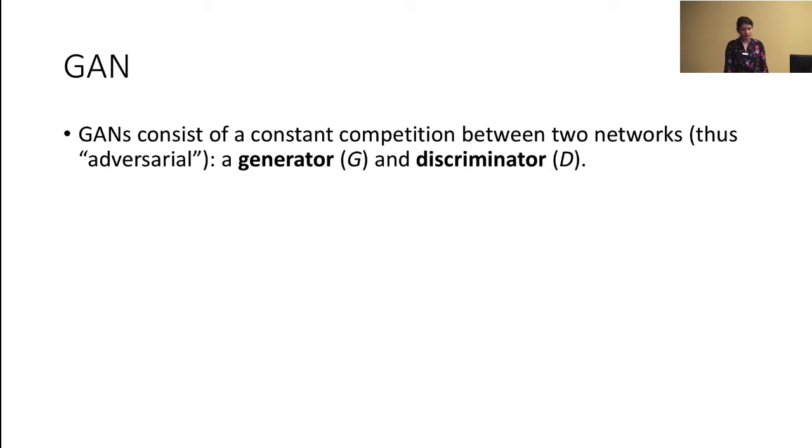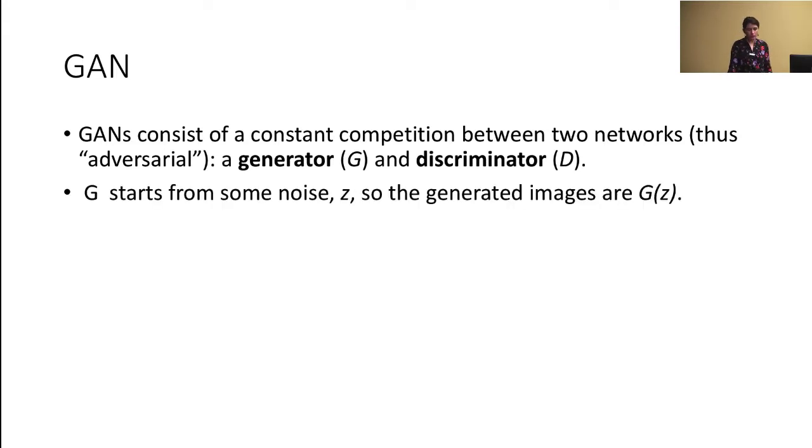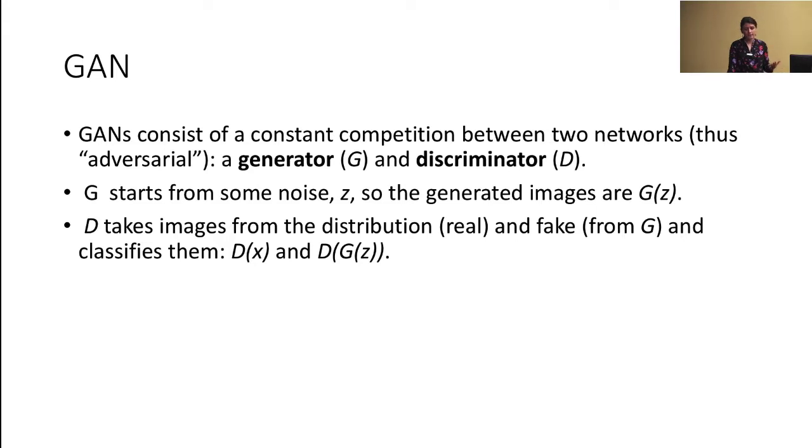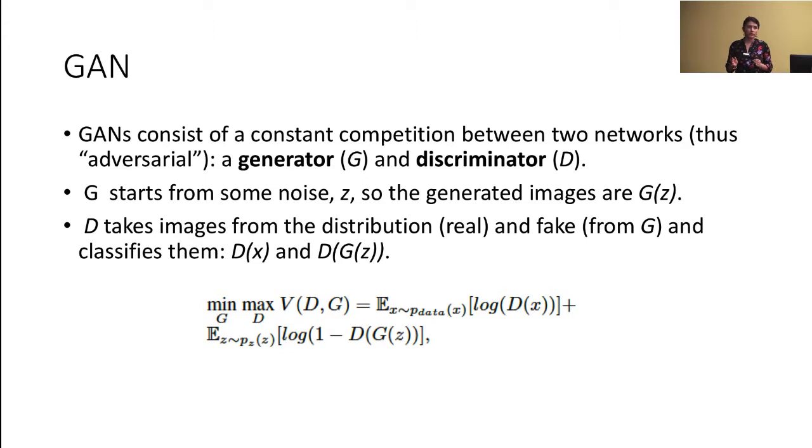For the optimization, as I said, a GAN consists of two networks, a generator G and a discriminator D. G starts from noise Z and transforms that noise to G(Z), which is synthetic data or a synthetic image. D, the discriminator, takes images from the real distribution and also from G, the fake data, and classifies them as D(X) and D(G(Z)). These two play a min-max game against one another. In this case, the discriminator should optimize in a way that increases the likelihood of giving a high probability to real data and a low probability to generated data. On the other hand, the generator is optimized to increase the probability of generated data being real.